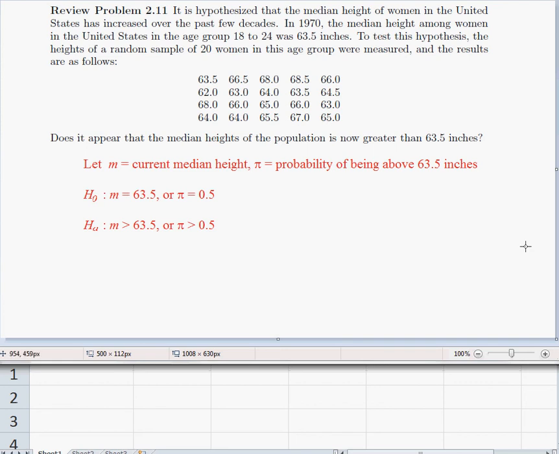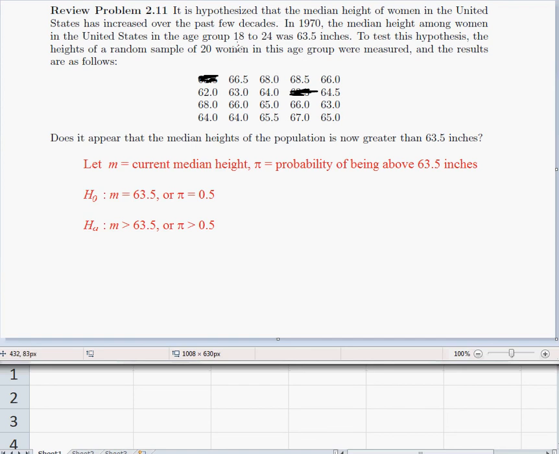Okay, next thing we do is to ignore anything that is exactly at the median of 63.5. So this one here is exactly 63.5, so I'll ignore that. And there's a 63.5 here, so I'll ignore that.